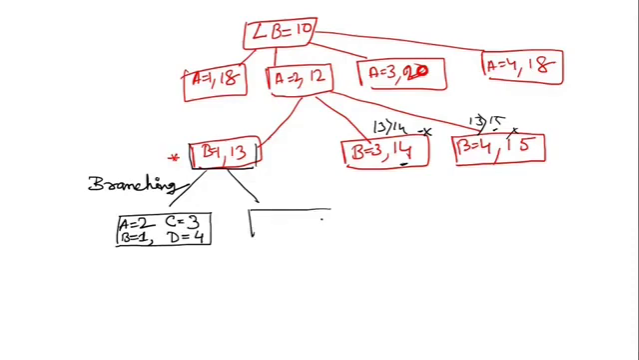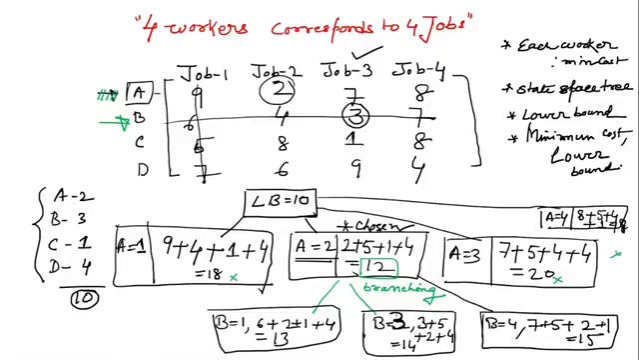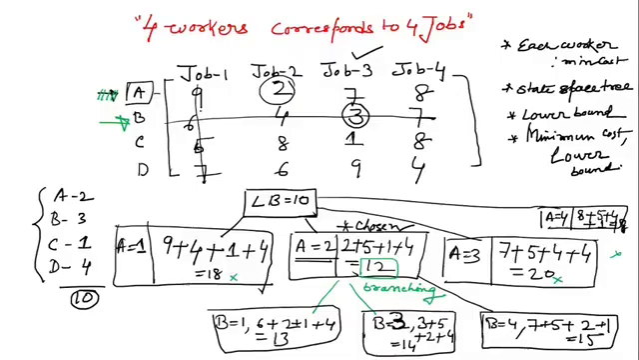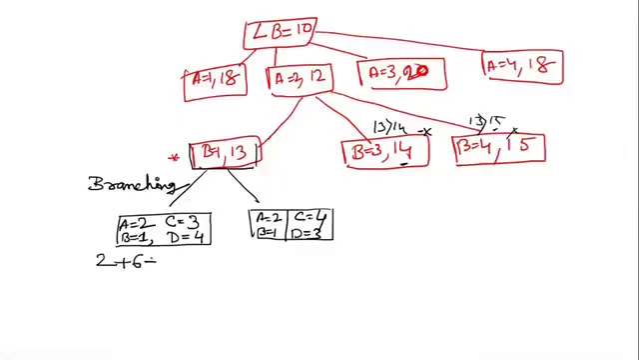Another option could be A2, B1 is already there, C could be either 4 or D could be either. So if A equal to 2, the minimum is 2, that we have to write here. And then B equal to 1, 6, that also we are confirmed, it is already fixed.